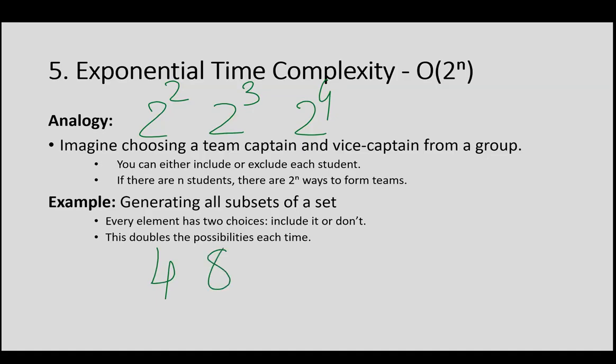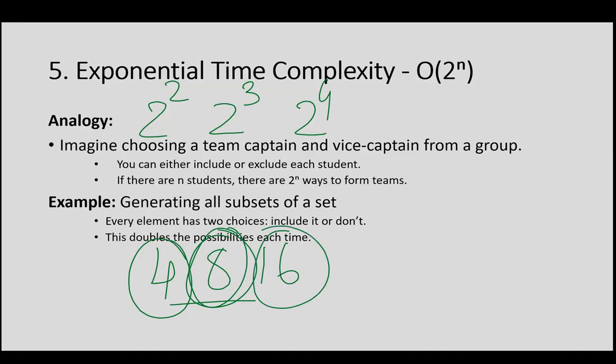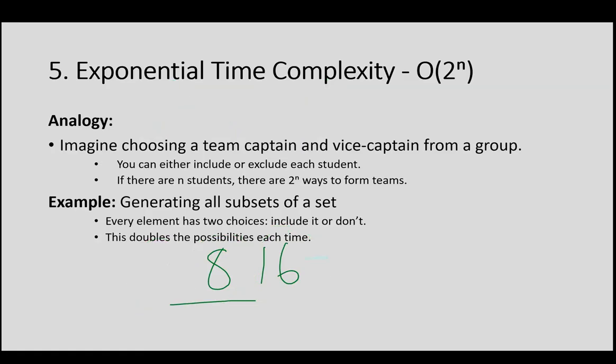It would be 16. Now, if you see, if I double 4, I'll get 8. If I double 8, I'll get 16. So this doubles the possibilities each time. As your value increases one after another, exponential growth will happen to your time complexity. That is why the name and the equation go hand in hand.